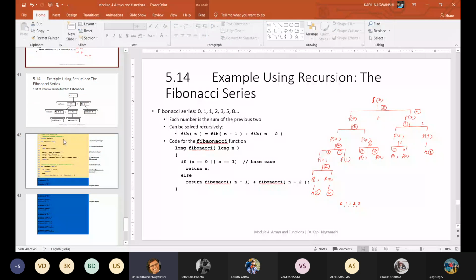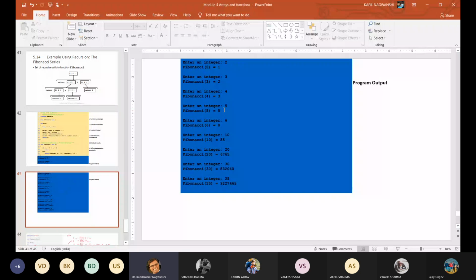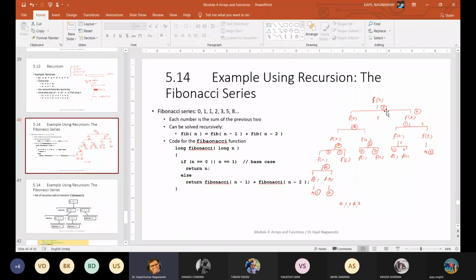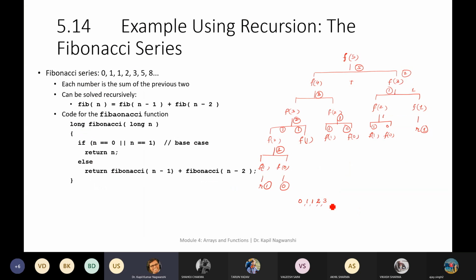So let us see what will be the execution sequence. Here I had entered 5. Fibonacci 5 is 5. Okay, fine. The answer is correct. Actually, Fibonacci 5, what is the fifth number? 0, 1, 2, 3, 4, 5. What will be our fifth number? Fifth number is 5. And this is our answer.